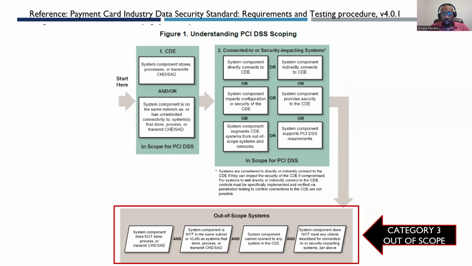Now, category 3 is what we consider out of scope. One, it does not store or process cardholder data. Two, it's not on the same subnet. Three, it's not connected to any of your other systems that are in category 1 or category 2. If the system component does not meet any other criteria described, it's out of scope. So this is very important. Have this in mind whenever you perform your assessment and want to understand your scoping; you can use this diagram.